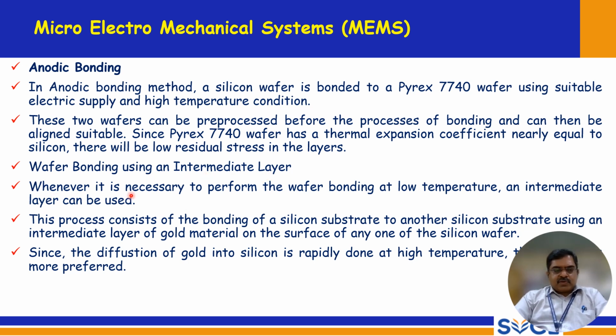Wafer bonding using an intermediate layer. Whenever it is necessary to perform wafer bonding at low temperature, an intermediate layer can be used. This process consists of bonding a silicon substrate to another silicon substrate using an intermediate layer of gold on the surface of either one of the silicon wafers. Since the diffusion of gold into silicon is rapid at high temperatures, this is the most preferred process.